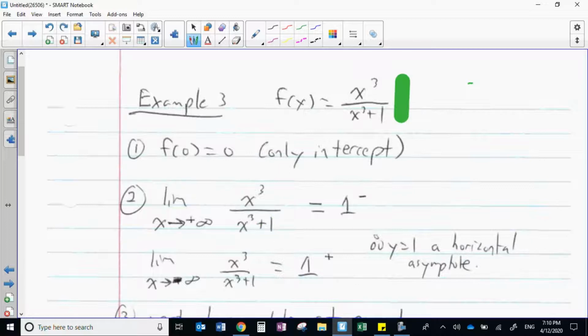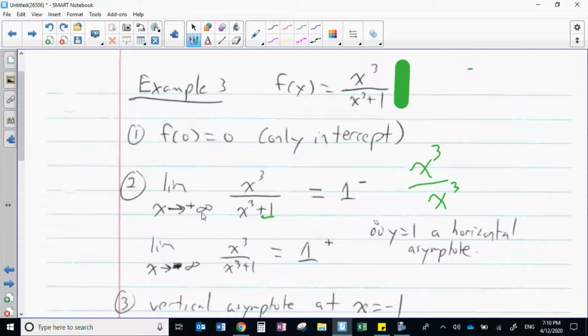The plus 1 isn't really significant here. So as x gets very large, this starts to behave more like x cubed over x cubed, which is just 1. So this approaches 1, whether that's from positive or negative infinity. That means that y equals 1 is a horizontal asymptote. When you approach a constant value, you get that horizontal asymptote.